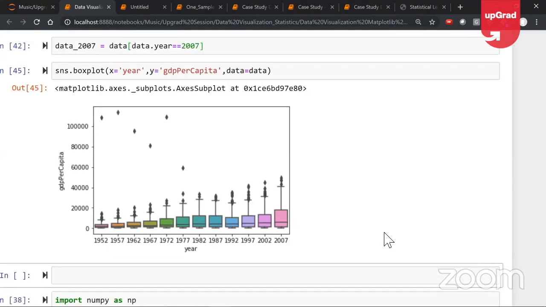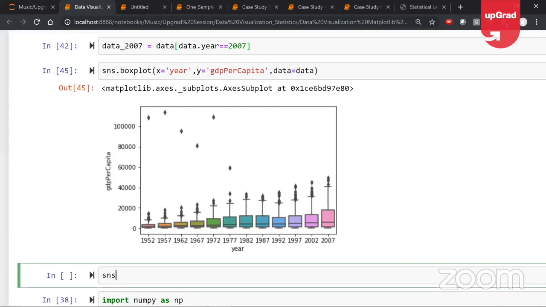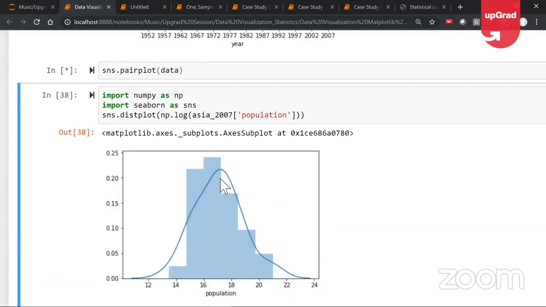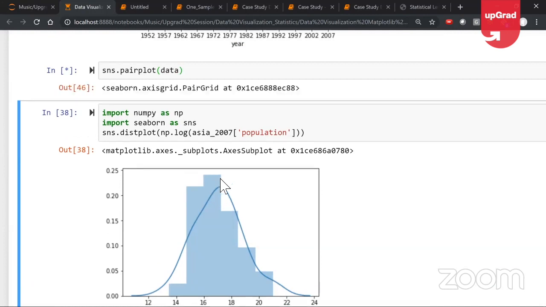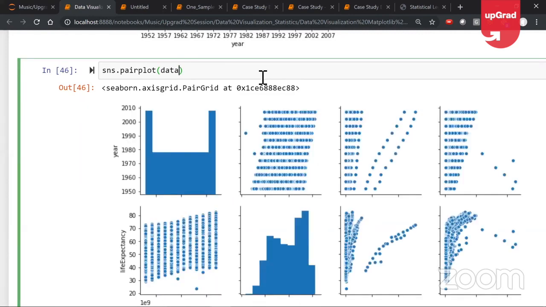So remember, distribution plots and box plots are extremely important from an interview and from an actual implementation standpoint. Another kind of plot that I would really like to stress upon is your pair plot. Pair plots are also extremely important. So if I just quickly do a pair plot here for you, this is what a pair plot looks like. Let me show you only for 2007. That will be simpler to look at.